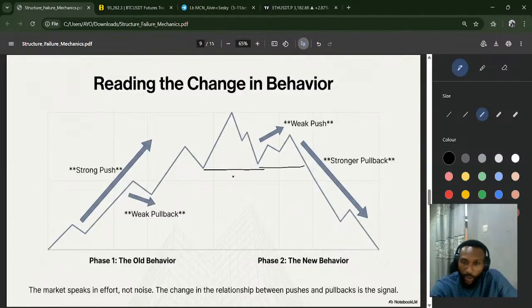This is where you know that there's a change of character. Previously, there were breaks of structure to the upside, new higher highs being formed and higher lows. But suddenly it became a lower high, the first lower high, the next lower high. You can see lower low, lower low. See the break of structure. It broke the previous structure to the downside. This is how you know that the structure of the market is changing. The change in relationship between pushes and pullbacks is the signal. All right, you guys take that in.